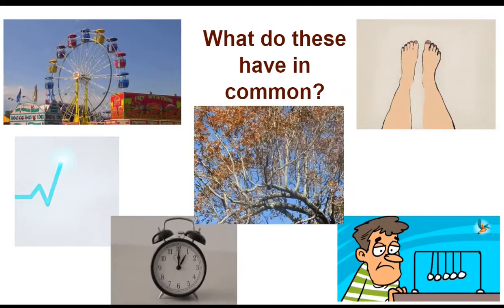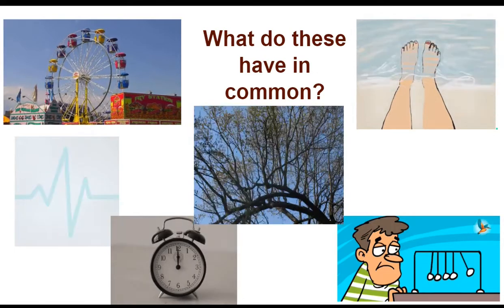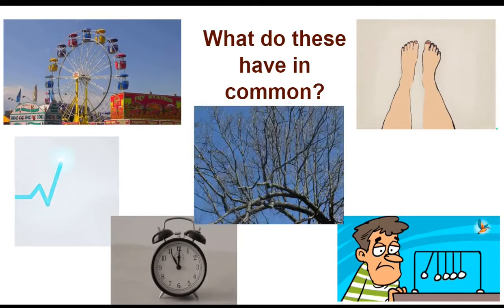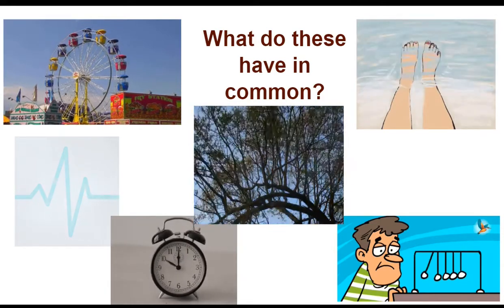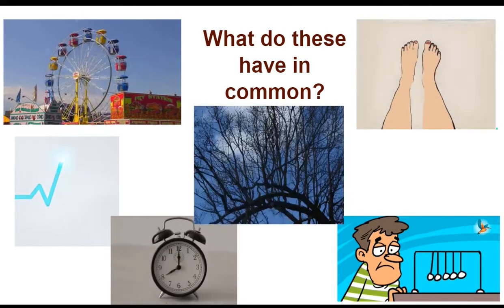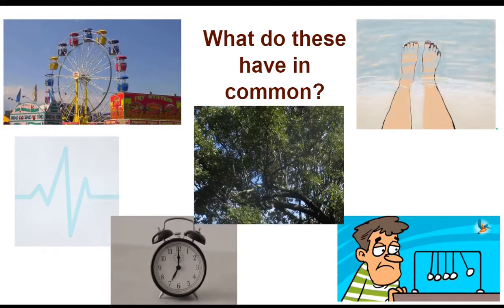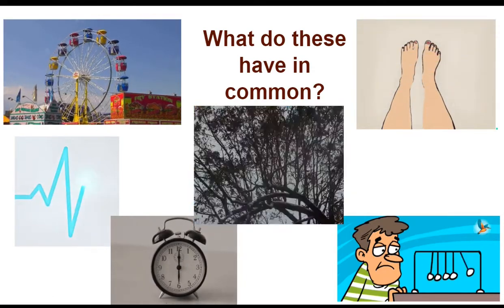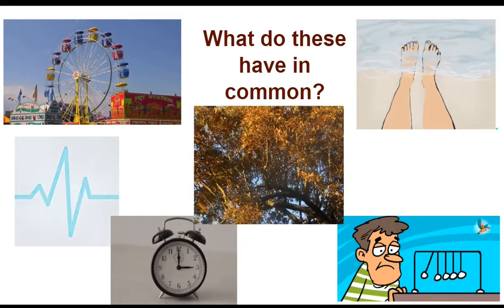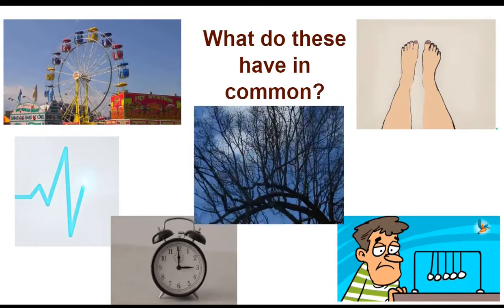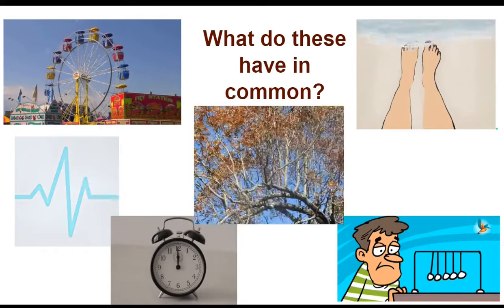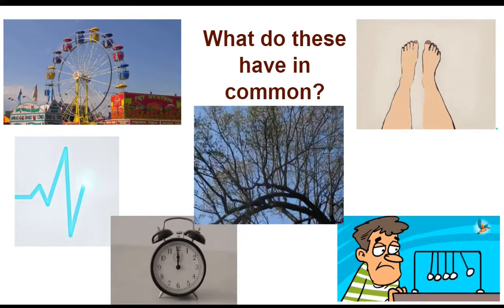So hopefully you're noticing that in each of these pictures, there's something repeating. There's a repeating motion or repeating action, and these things are repeating over time. With the Ferris wheel, what's repeating is that the position of any chair is returned to the same position after a full revolution of the wheel. So a full revolution of the wheel going around once is repeating. It goes around again and again.